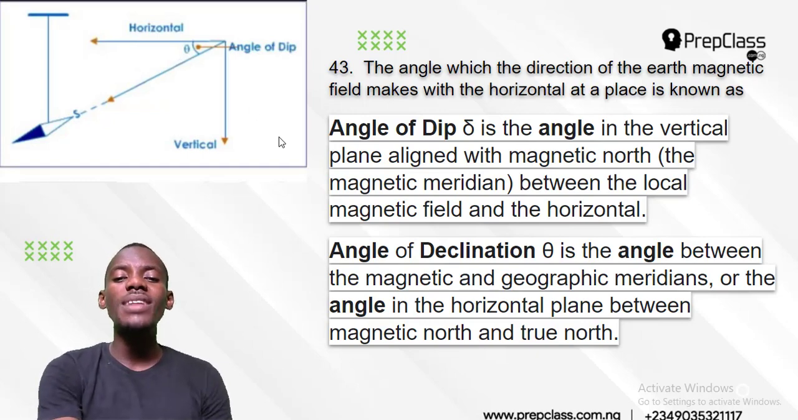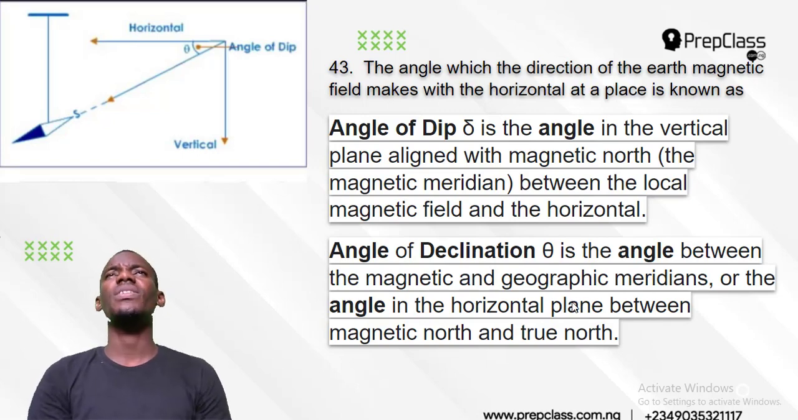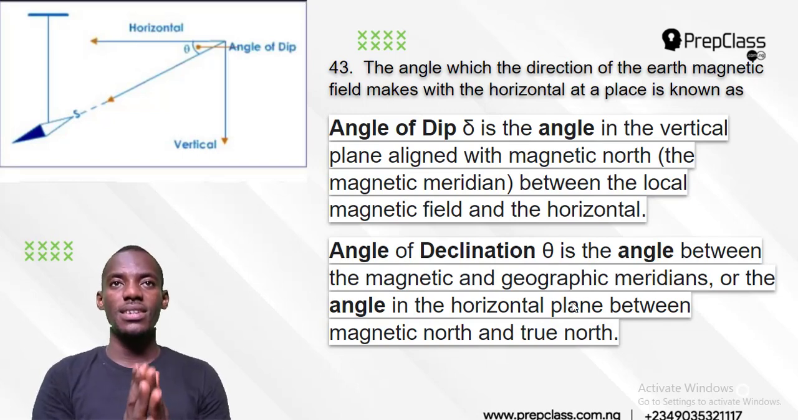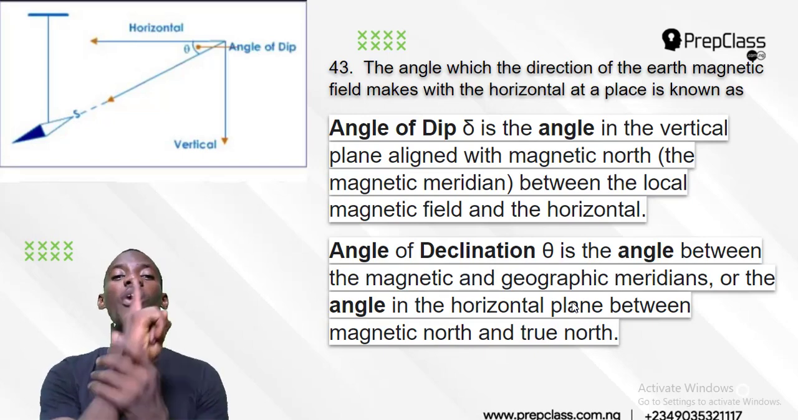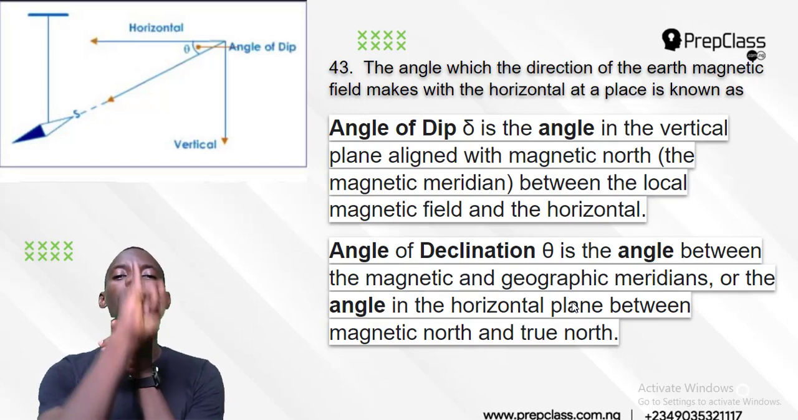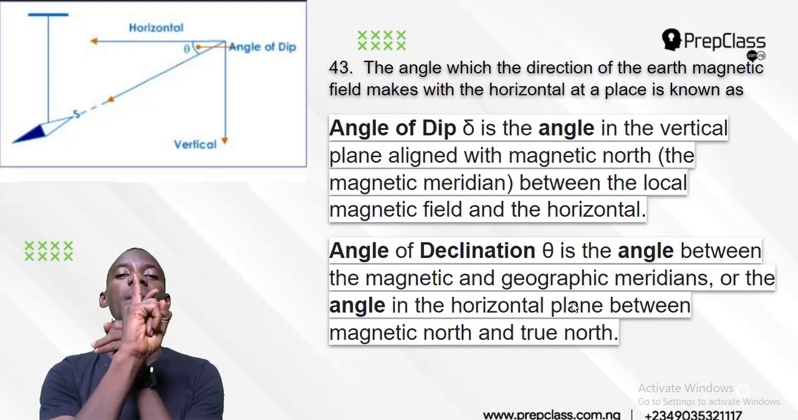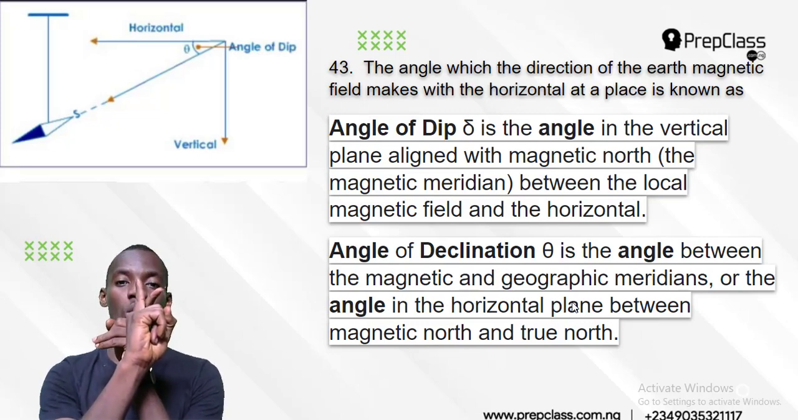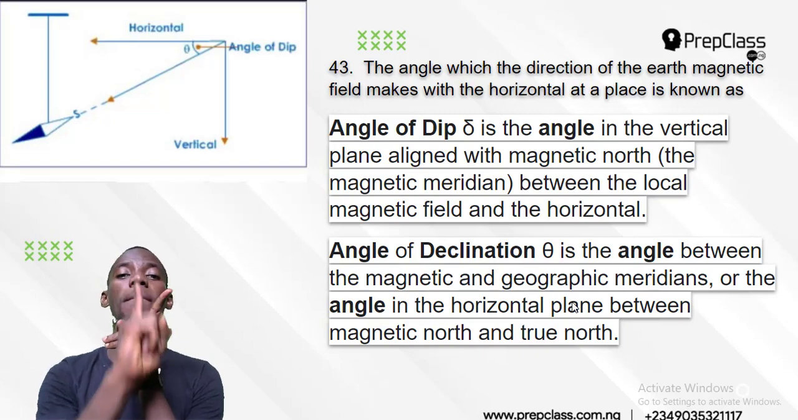Now let's check out what is the angle of declination. It is the angle between the magnetic and geographical meridian, or the angle in the horizontal plane between the magnetic north and the true north. Now, the north of a magnet is not like the normal north. We have true north, which points upward, and magnetic north points this way. The angle between the true north of the world and the north of a magnet is called the angle of declination.